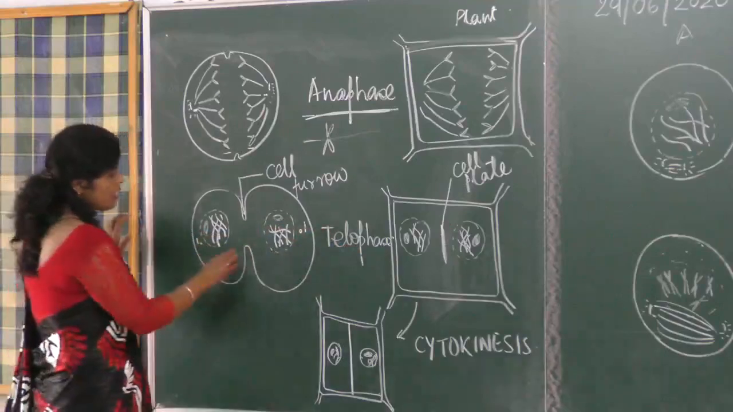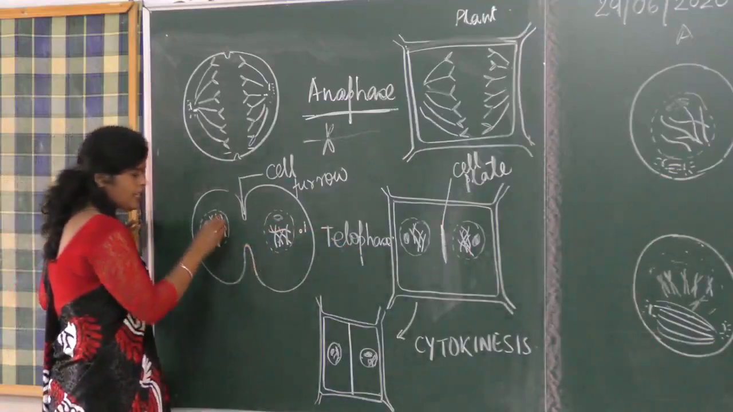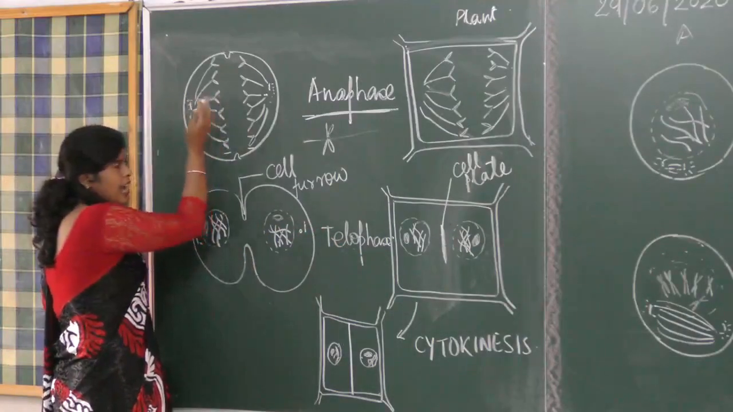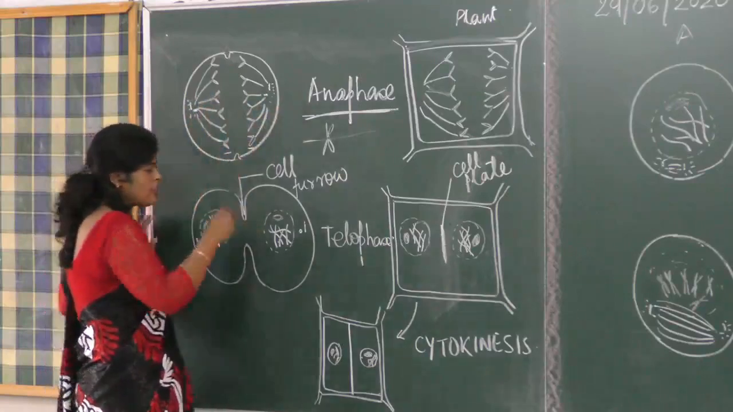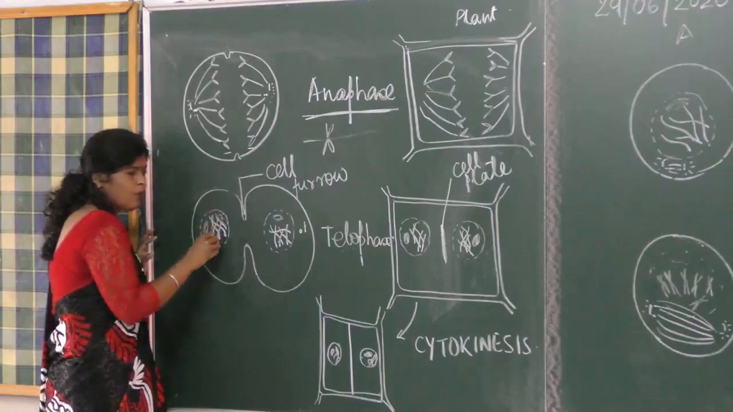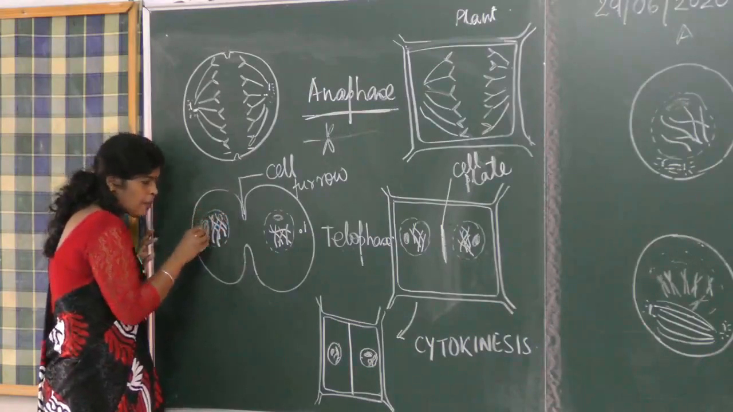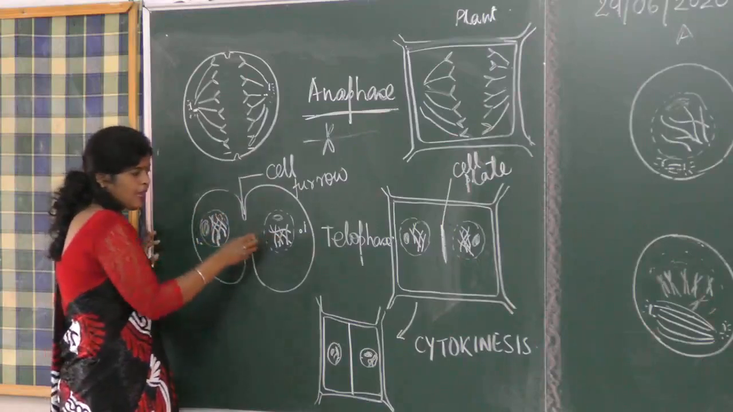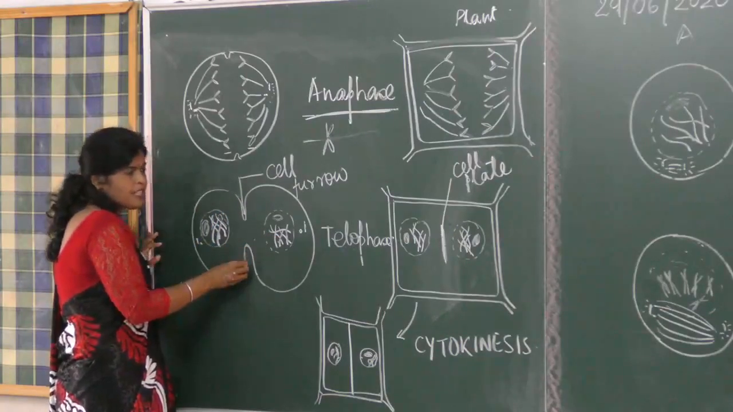Now, after anaphase comes telophase. Telophase, you find a cell furrow has appeared, all right. They have now migrated to the opposite sides. We have the uncoiling of chromosomes into chromatin fibers. The nucleolus has started forming. The nuclear membrane has started forming. You can see the appearance of cell furrow.